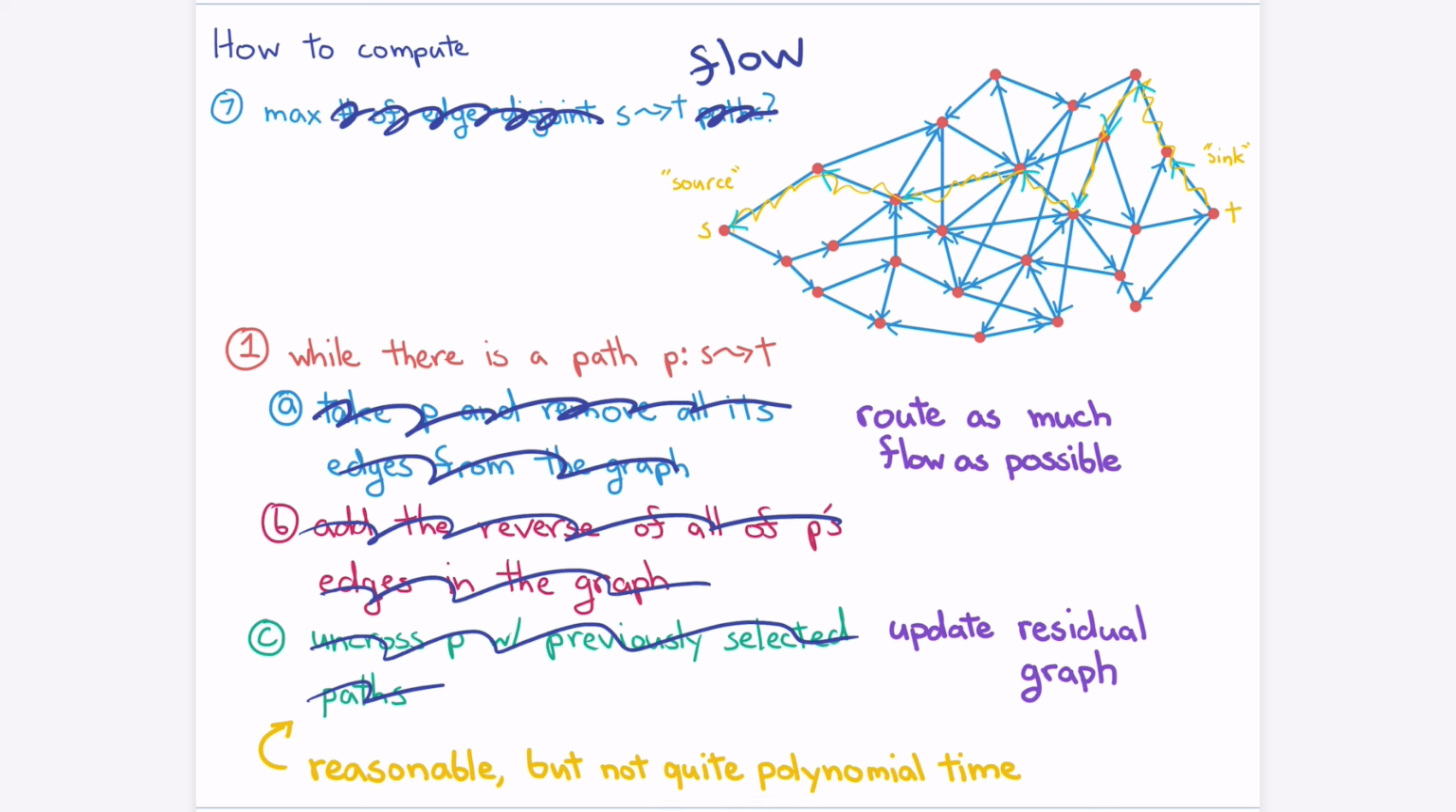Okay. Now, this is a reasonable algorithm from before. So before I used to just take paths and take them. Now the only difference is I find a path from S to T in a residual graph, and I might as well route as much flow as possible. Okay, I don't see any reason why not. And then I'll update the residual graph, which is basically the same thing in principle as before, but it's this arithmetic instead. Okay, so this is a reasonable algorithm, but it's not quite polynomial time.